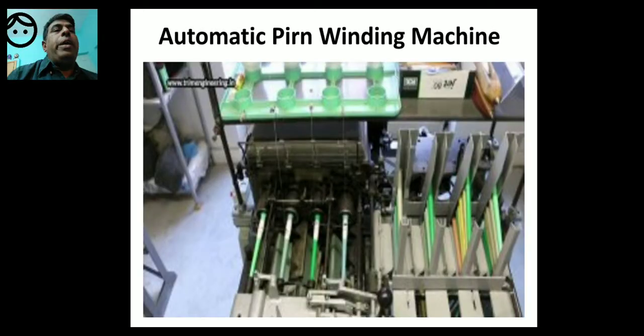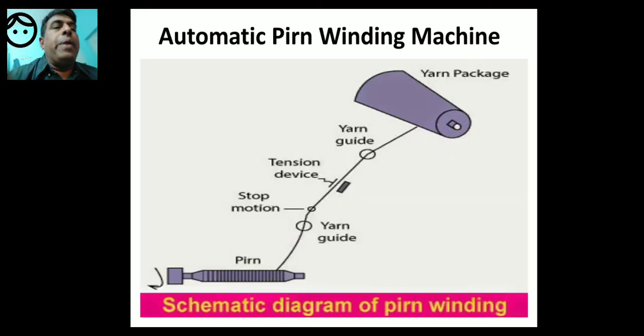So this is the automatic pern winding machine. So you can see the perns. There are 4 perns and you can see the perns, and there are empty perns on the other side. You can see the tapering at the 4 perns also. There is little bit of tapering, not much. So a completely built pern will have a tapering.